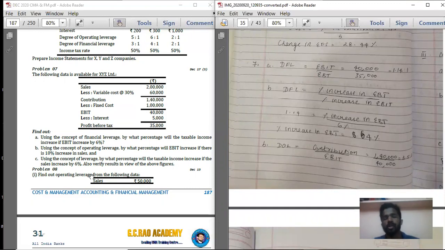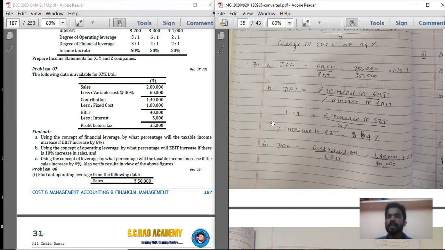So come to the solution. Three things they have asked us to find. First we should find all three values, that is DFL, DOL and DCL. And using the three answers, we should find the percentage of change in EBIT and the percentage of change in taxable income for all three, A, B, C. So now first come to the solution. Problem number 7. Come to the notes.